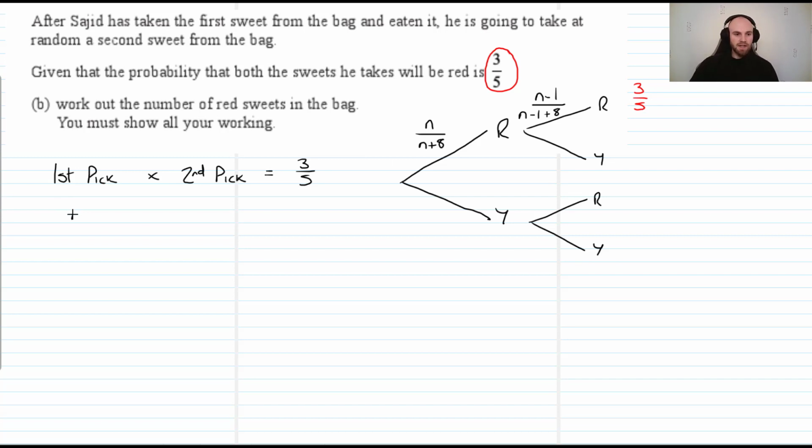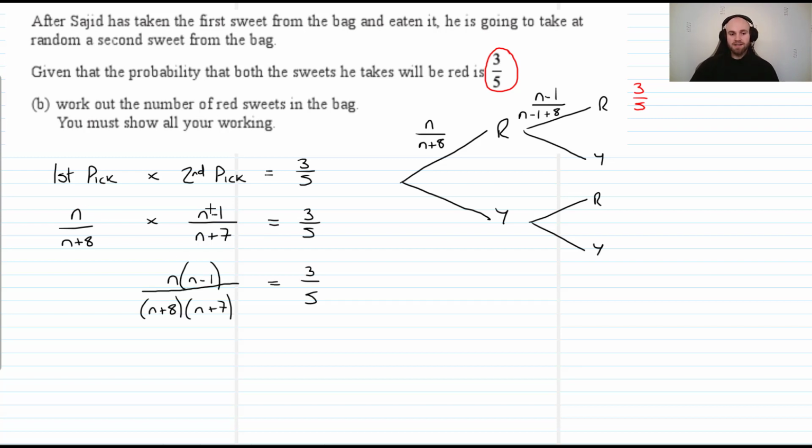So I'm just going to put these values in. So we have n over n plus 8. We can't really do much with that at the moment. The second one, we have n minus 1 on the top. Can't really do anything there. But on the bottom, we have n minus 1 plus 8. Well, I'm just going to put these two together. So we are going to have n plus 7. And that is going to equal 3 out of 5.